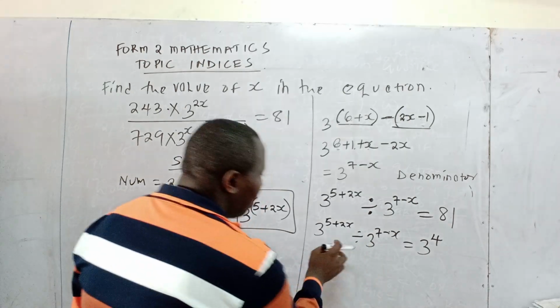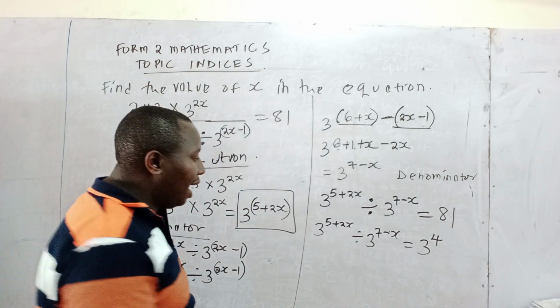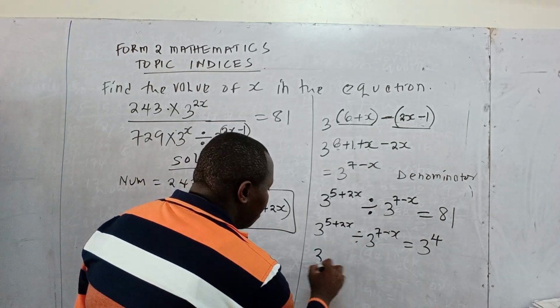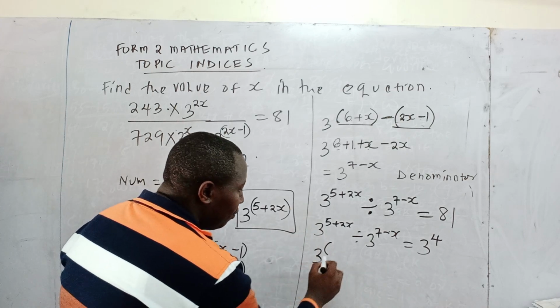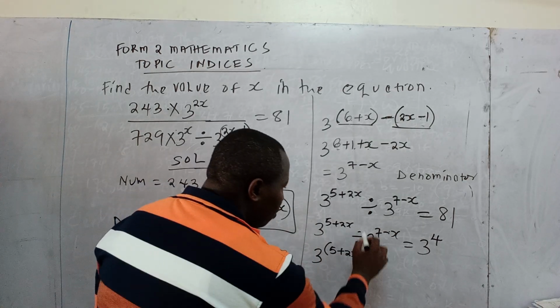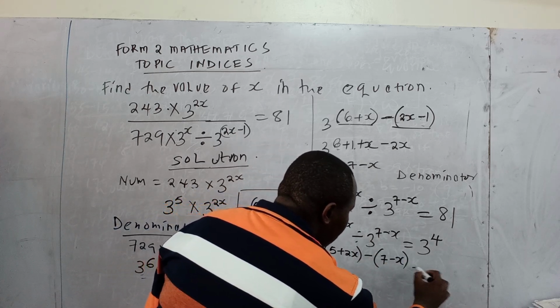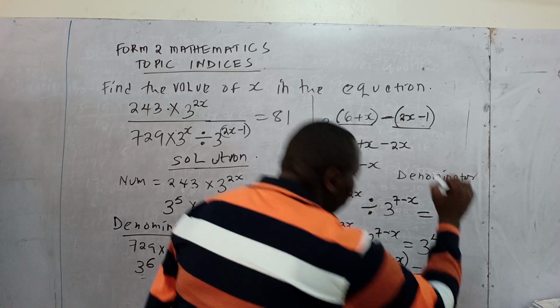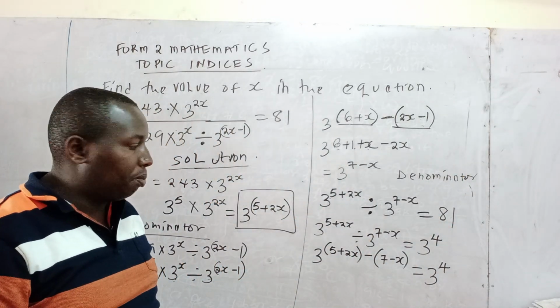You are dividing numbers with the same base, meaning you are supposed to group them and then add the powers. Group them in terms of base 3. The base is just 3. Then 5 plus 2x. Close this bracket. You are dividing minus 7 minus x is equals to 3 raised to the power 4.